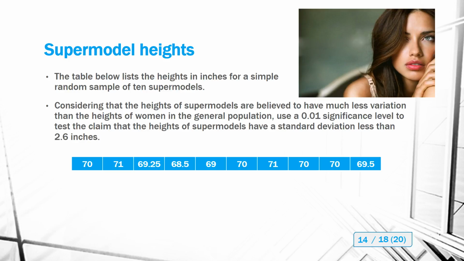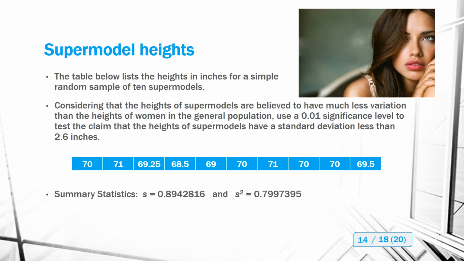If you consider that the heights of supermodels are believed to vary a lot less than the heights of women in the general population, because there's a certain type that fits the supermodel profile, then we can test the claim, with a 1% significance level as we're being asked to here, that the heights of supermodels have a standard deviation less than 2.6 inches.